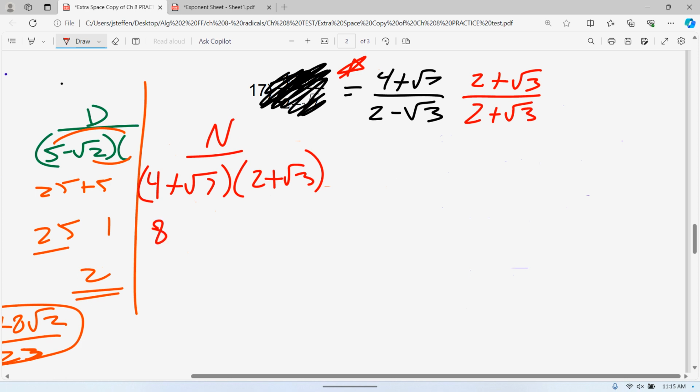4 times 2 is 8. 4 times root 3 is 4 root 3. 2 times root 7 is 2 root 7. And root 7 times root 3 is root 21. That's it. That's your numerator.